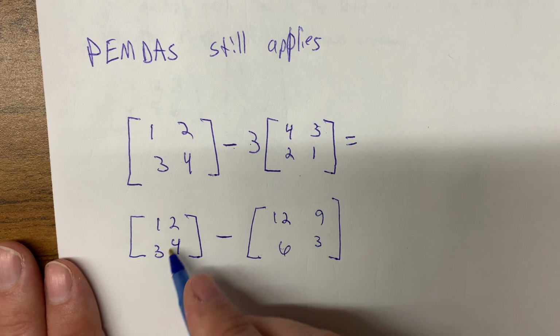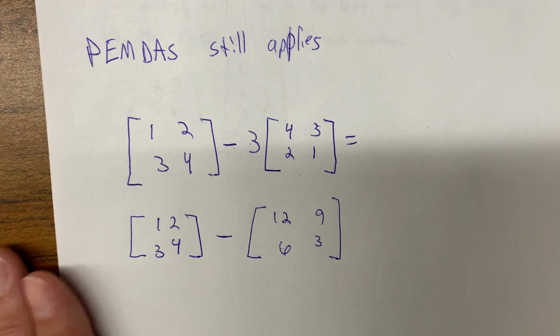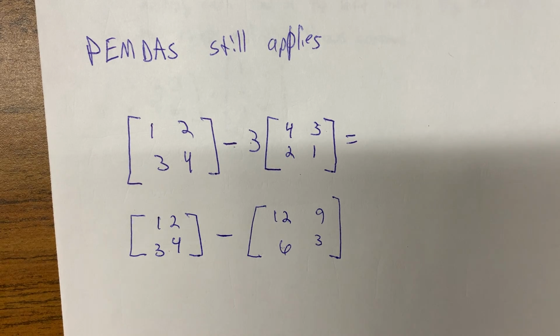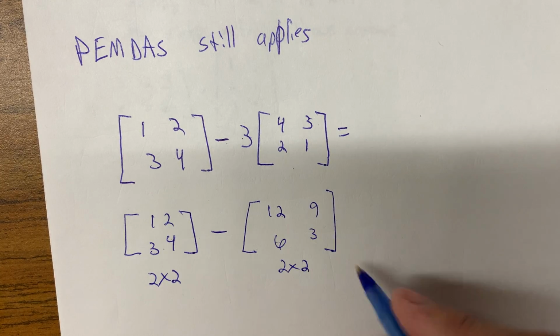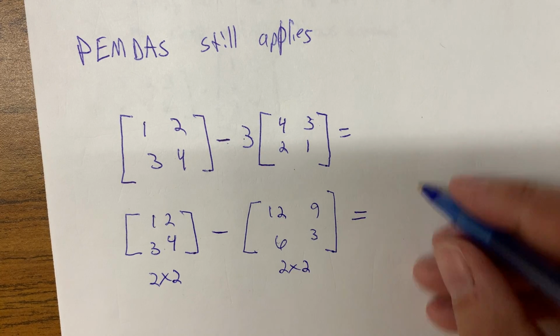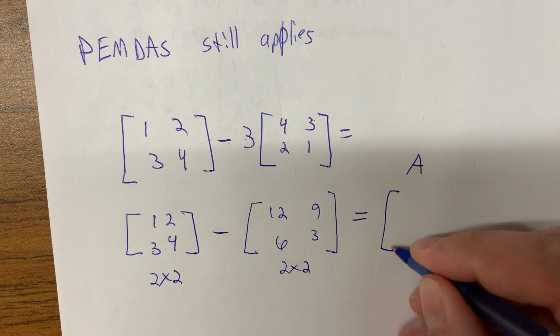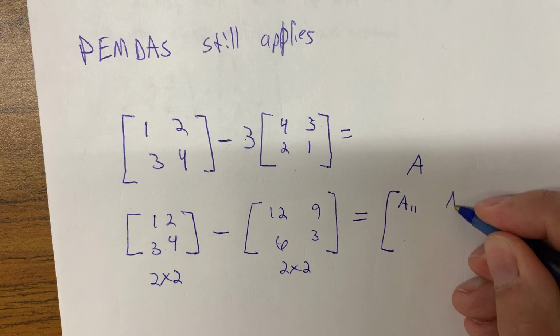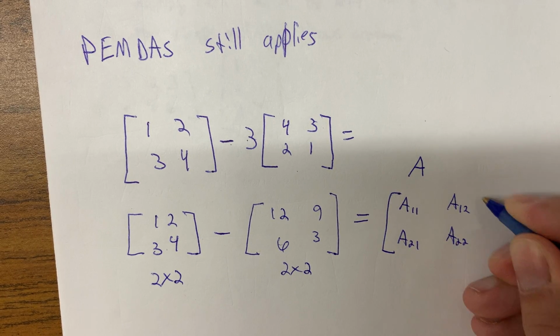And now we have 2 matrices that we can subtract. And the question is, do they have the same dimensions? What are the dimensions of this first one? This is 2 by 2. The dimensions of the second one are also 2 by 2. And so we can subtract the corresponding elements. If this is matrix A, if that's our answer, what will be A11? So I'm going to ask you like this. This is A11, A12, A21, and A22.